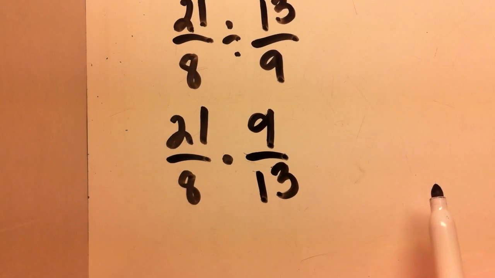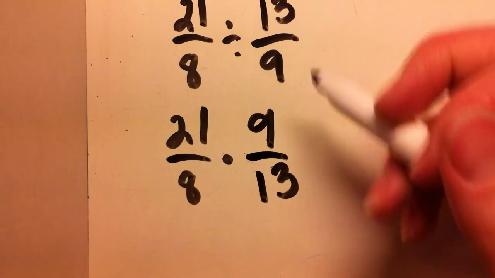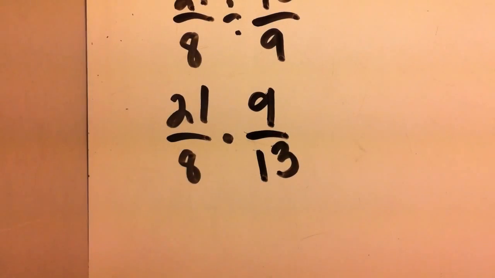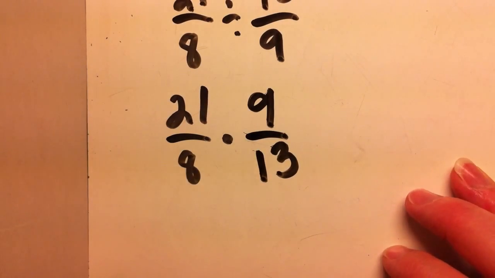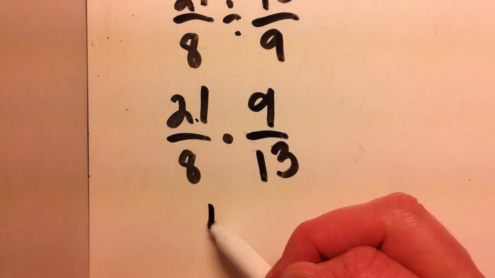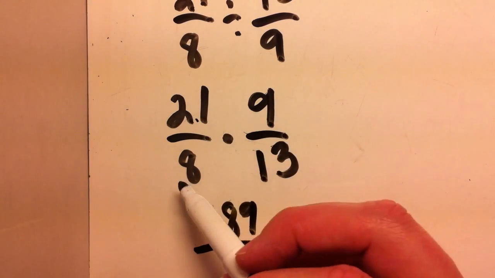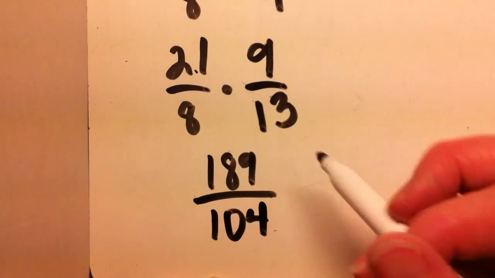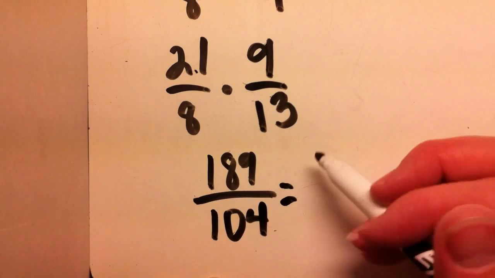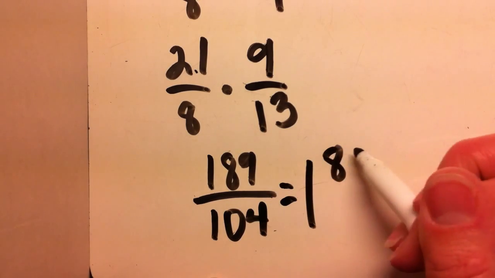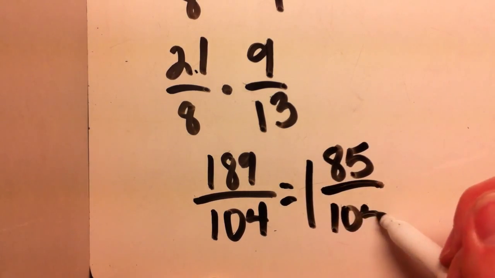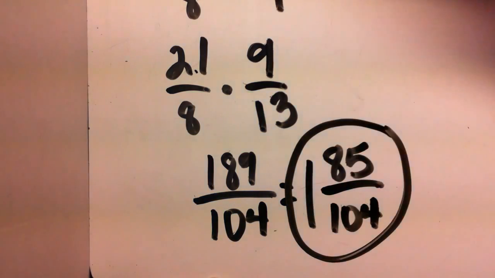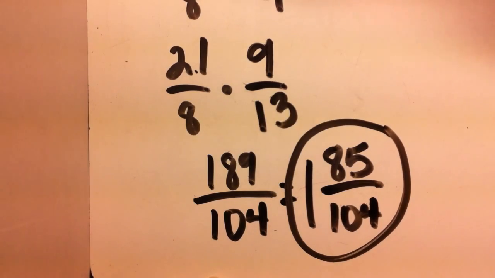I don't have anything that I can cross cancel. I did have it up until I flipped it, but since I have to find a reciprocal, there's nothing to cross cancel. I'm just going to have to multiply. 21 times 9 is 189. 8 times 13 is 104. I had done this already. I am not that good. And then 104 goes into 189 one time, and then 85 over 104. And I don't have to look to simplify. Because I did the cross-canceling step, I know that there's no common factors, so I'm not going to have anything to simplify.